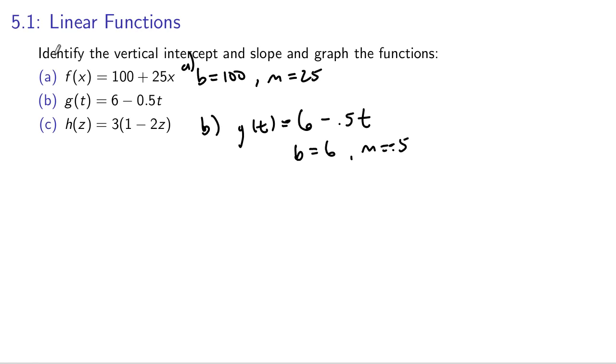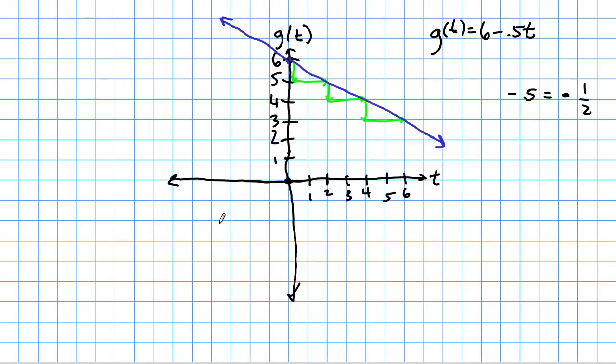C, h of z is 3 times the quantity 1 minus 2z. So here we need to use the distributive law to make this into a linear function in the form that we know of, which is the form with the b and the m. So we have a b of 3 and an m of negative 2/3.